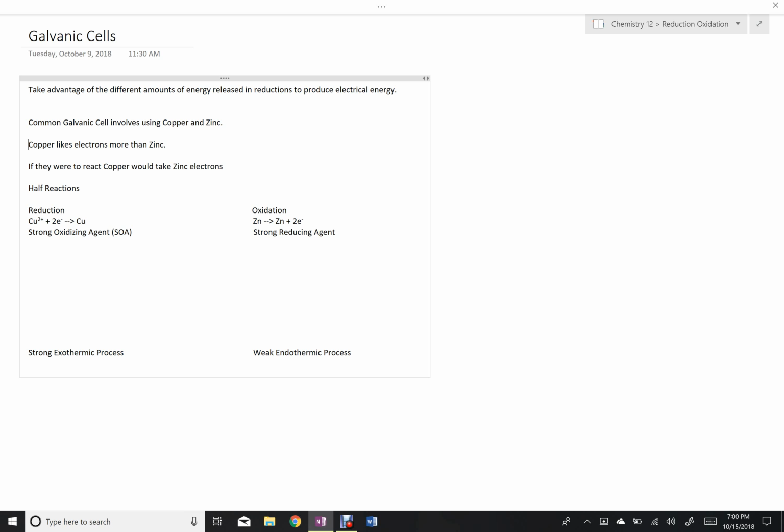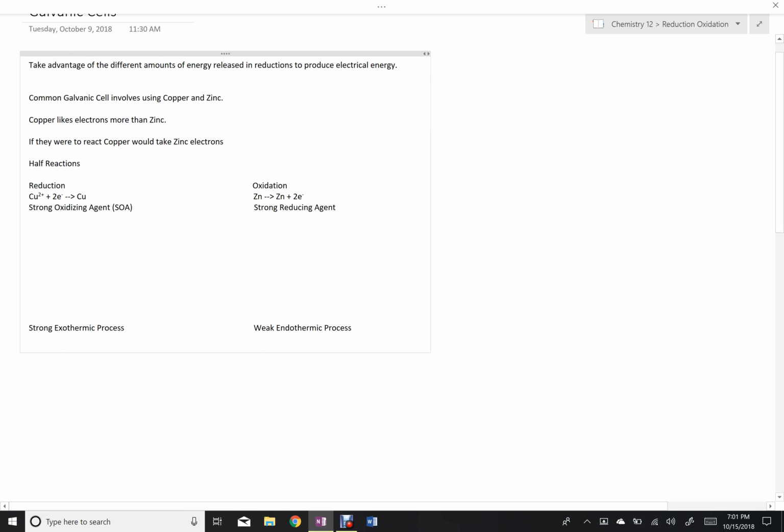Copper 2+, for example, well, let's not look at the specific amounts. Let's just say when it goes from copper 2+ to just copper, its chemical potential energy decreases by a large amount. The delta H is large and negative. It really likes those electrons.